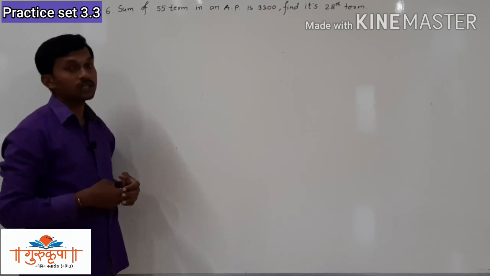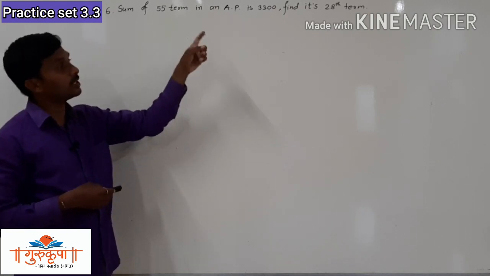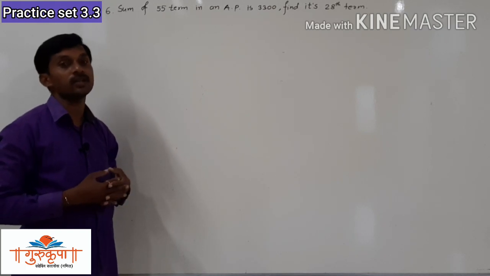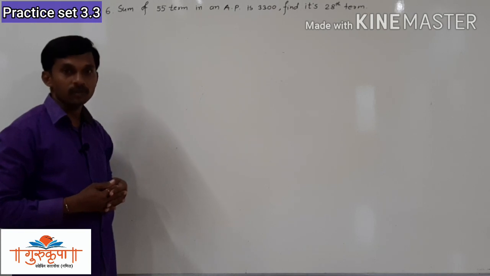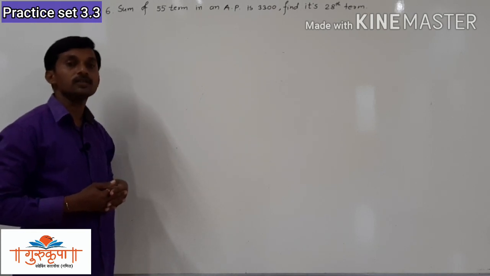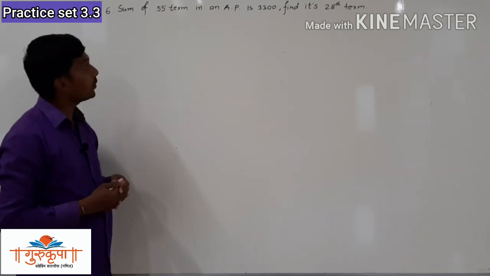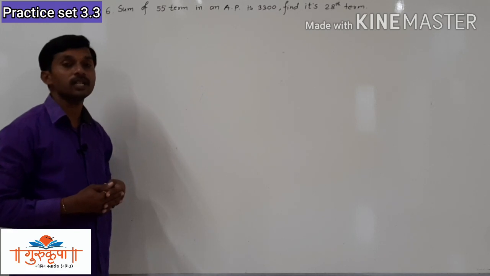Now, by using the general representation of an AP, we can easily get that the 28th term of an AP is a plus 27d. The 28th term of an AP is a plus 27d. So, how can we get the value of a plus 27d? That is very important for us.